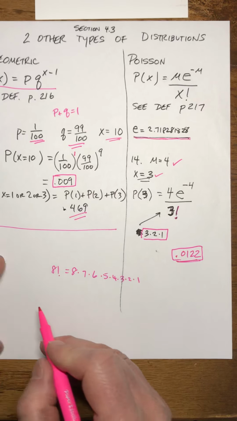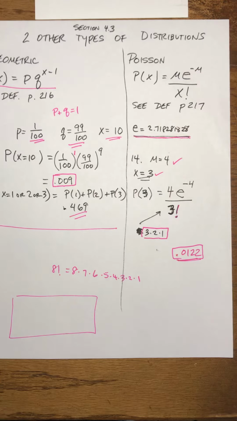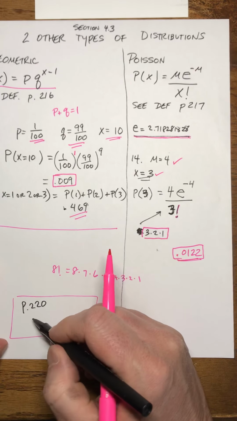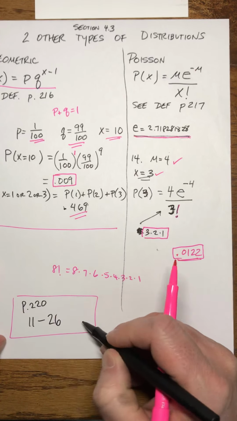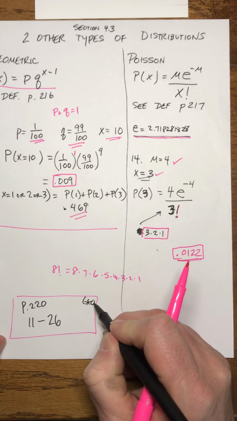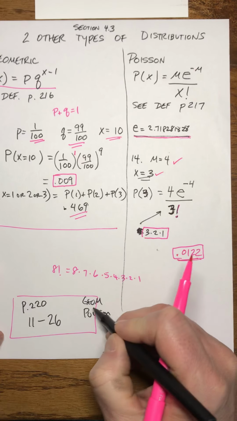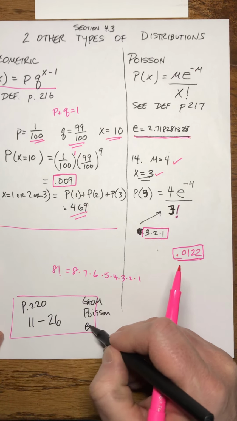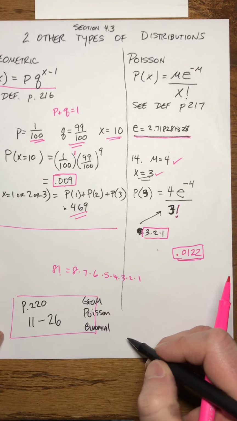And for homework, let's try page 220. And again, you don't have to do any others except for the ones that I tell you. We're going to do like number 11 to 26. Do as many as you can. Don't forget, there's geometric ones in here. There's Poisson. It's French. It looks like poison, but it's Poisson. And they threw a couple binomials in there too, I think, to throw you off.